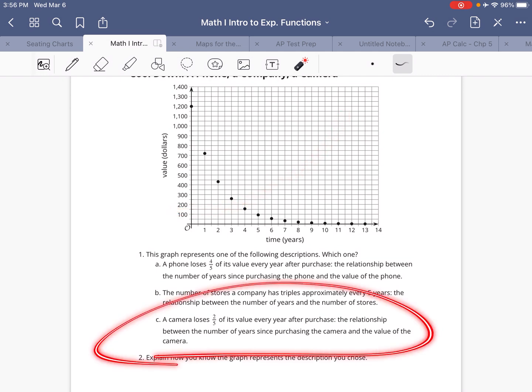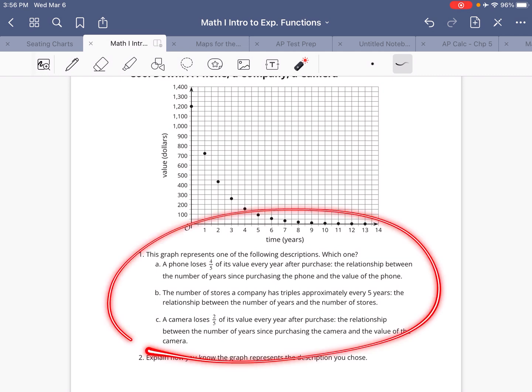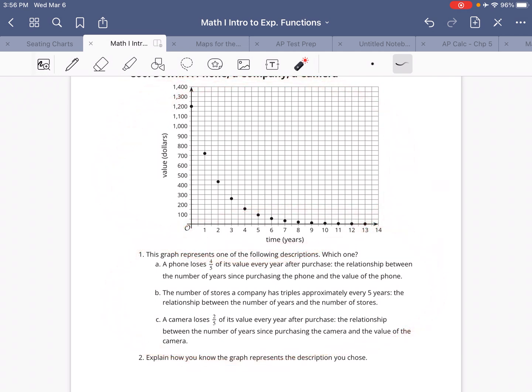Camera loses 2/5 of its value, meaning it holds on to 3/5, which is slightly more than half of the value. It would have a little more than half of the value after each year. Take a look at these three descriptions and see which one you think matches up with this graph up here, and explain how you know the graph represents the description you chose. Make it specific. Give me actual numbers.